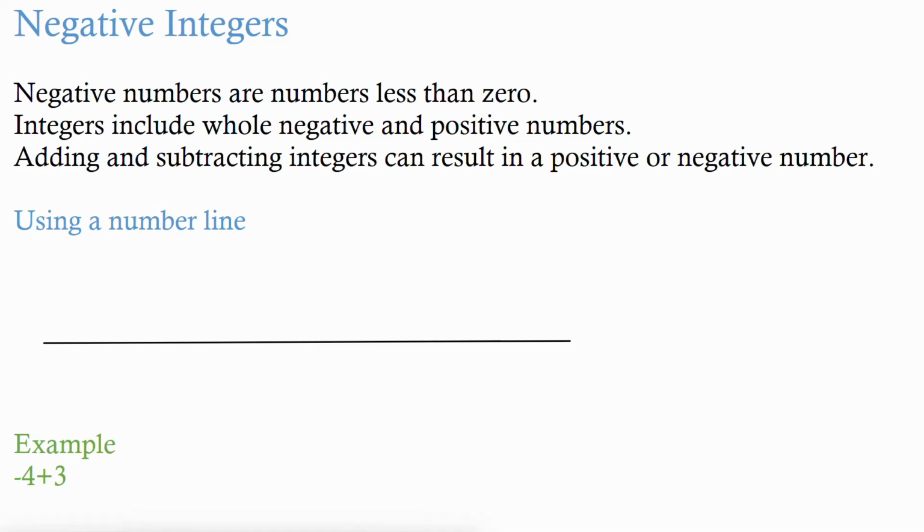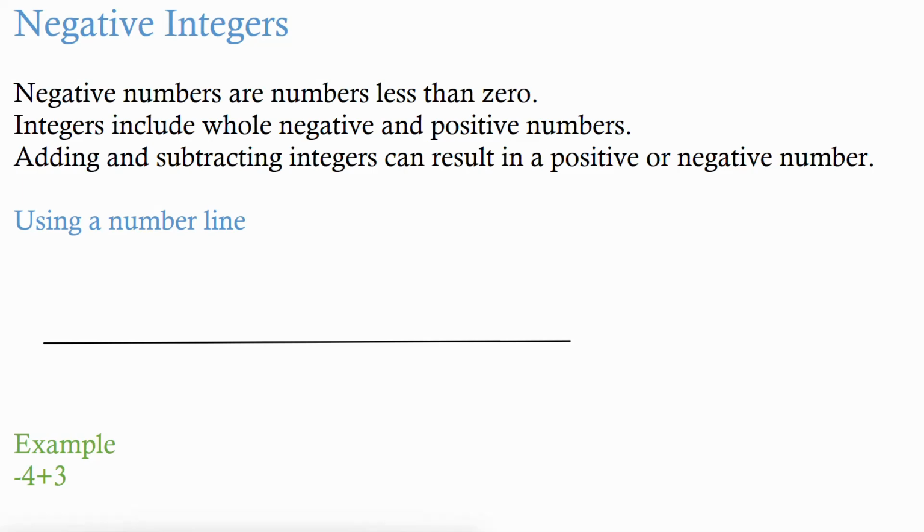In this video, we're introducing you to negative integers. So with integers, you can have negative numbers that are less than 0: -1, -2, -3, and so on. Now, remember, integers include whole, negative, and positive numbers. And we can add and subtract integers, and the results from these could be positive or could be negative.